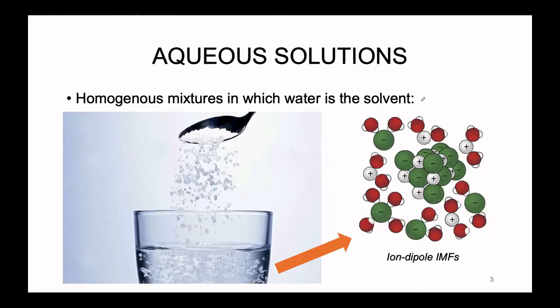So what we're going to be focusing on in chapter 13 are aqueous solutions, but a lot of the same arguments that we can make about different phases and different phase solutions can be seen here as well. An aqueous solution, as a reminder, is specifically a homogeneous mixture in which water is the solvent. It's not just that water is present, but specifically that water is the solvent.